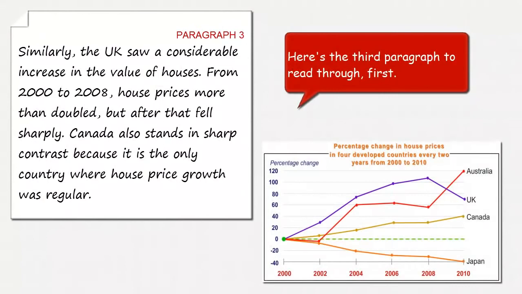Here's the third paragraph to read through first. Similarly, the UK saw a considerable increase in the value of houses. From 2000 to 2008, house prices more than doubled, but after that fell sharply. Canada also stands in sharp contrast because it is the only country where house price growth was regular.